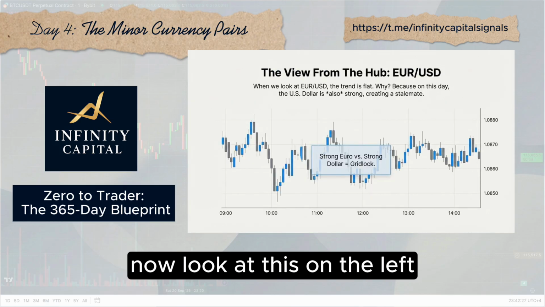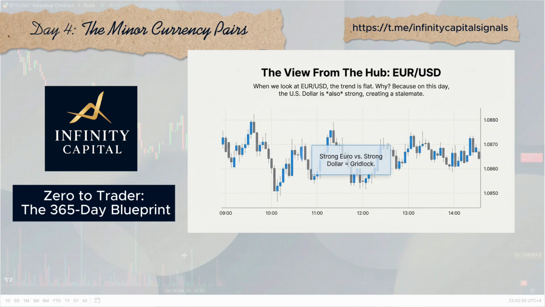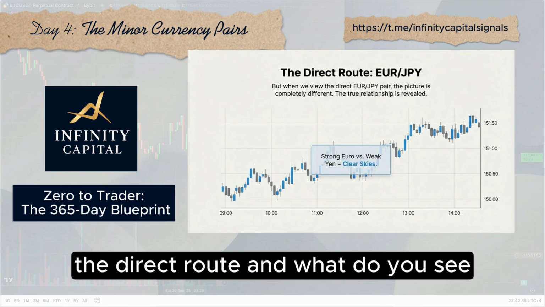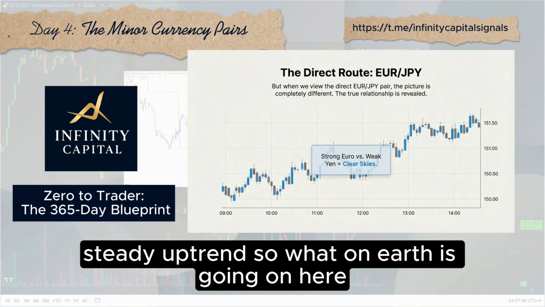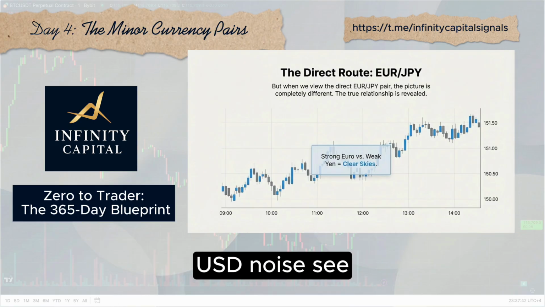Now look at this. On the left, you've got the Euro USD chart, the view from the hub. It's just flat, choppy, going nowhere. But on the right, you have Euro JPY, the direct route, and what do you see? A beautiful, clear, steady uptrend. So what on earth is going on here? Why the huge difference? It all comes down to one thing: USD noise.